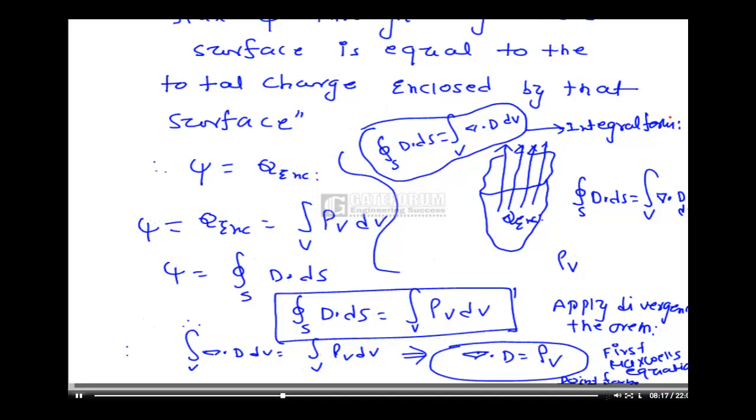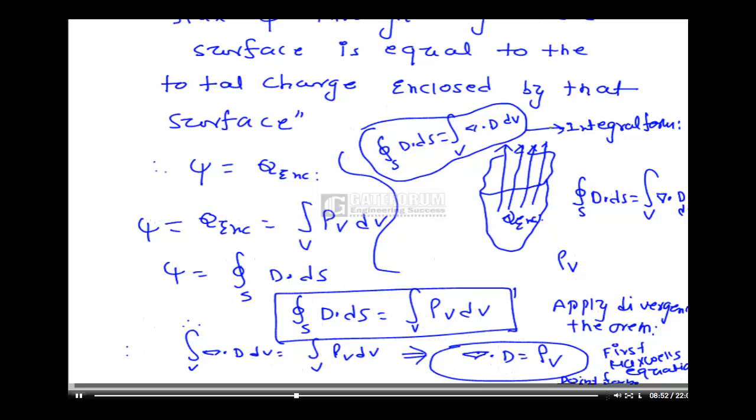This is the point form of Maxwell's equation. So this is known as the first Maxwell's equation: del dot D is equal to rho v. What is the meaning of del dot D is equal to rho v? The diverging flux density is nothing but the volume charge density. Here we are talking about charge densities. So that is the first Maxwell's equation in point form.